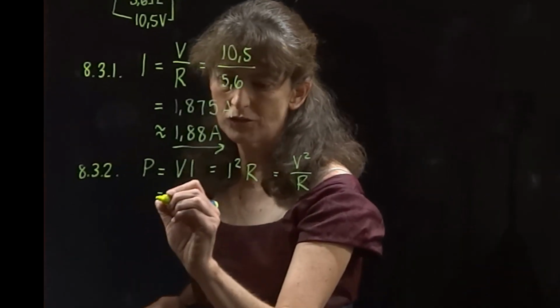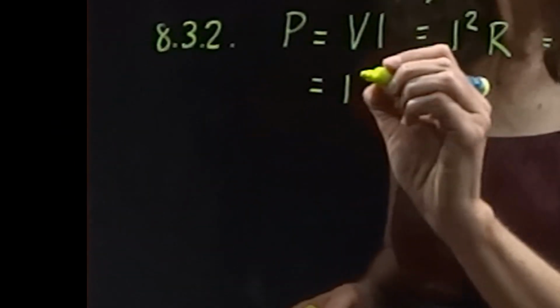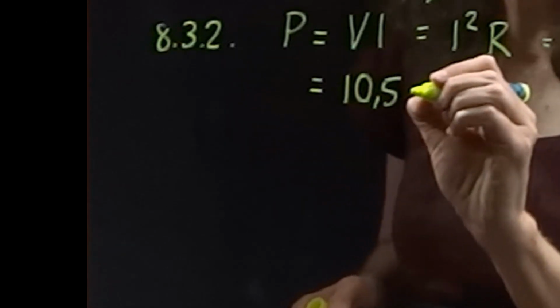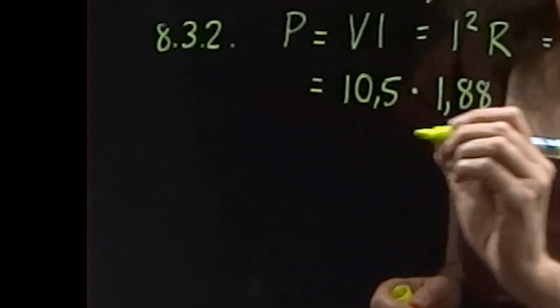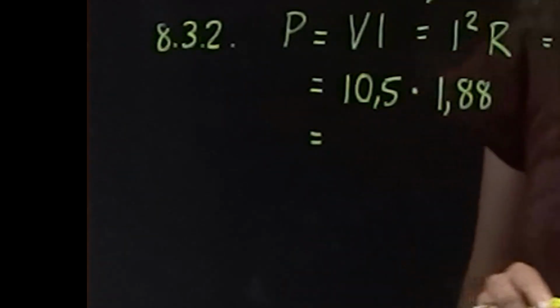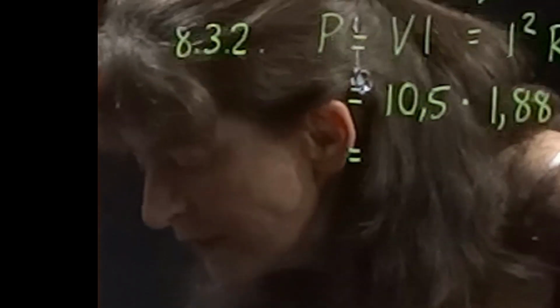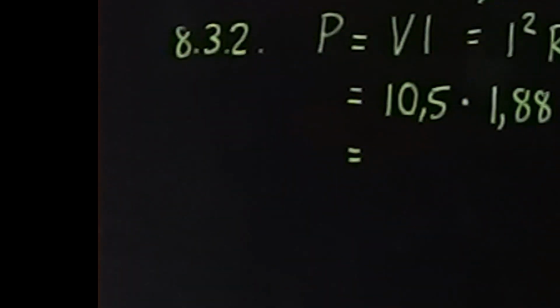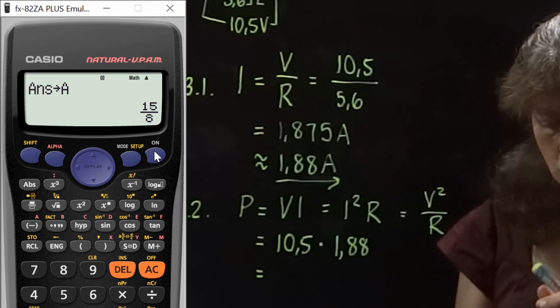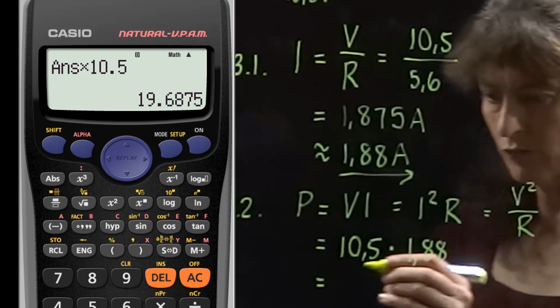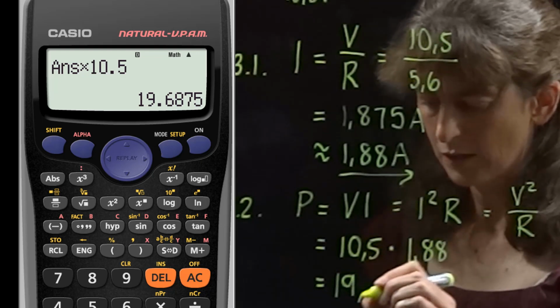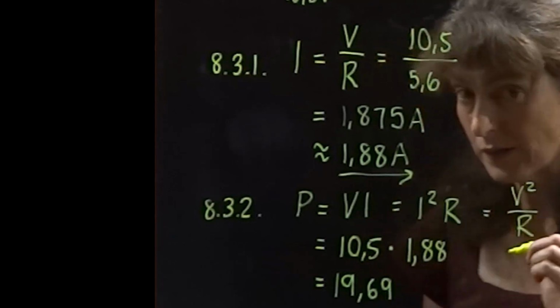So let's use the first version, the voltage 10,5 volts multiplied by the current strength through it, 1,88, remembering that that's not actually the correct number. Let's rather use the full number, and since I haven't yet cleared my calculator, I can simply use that. Otherwise, you can press recall A, and then it comes up. Multiply by 10,5, and we get 19,6875, which we round off to 19,69.